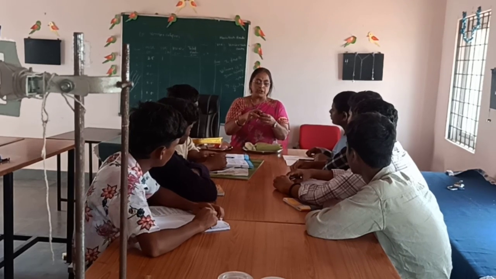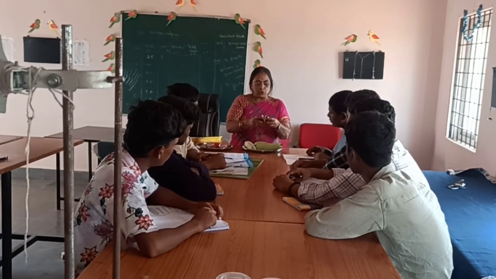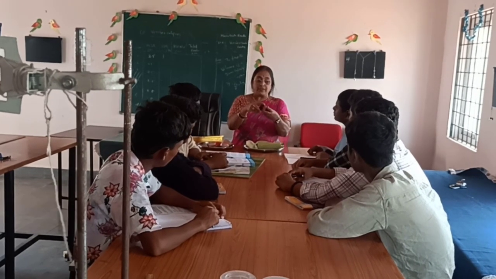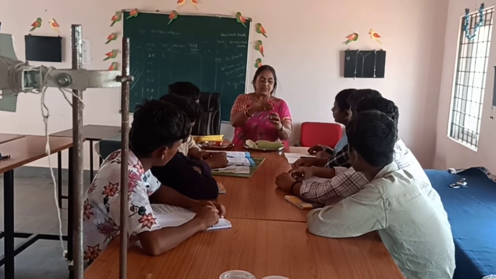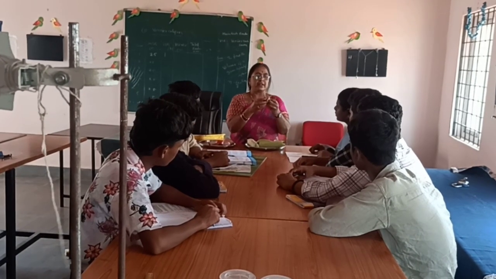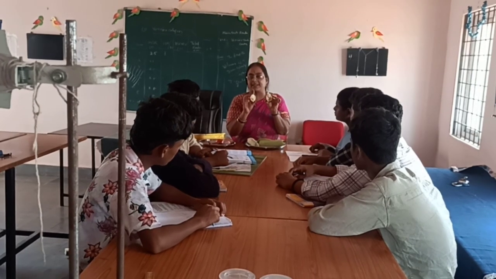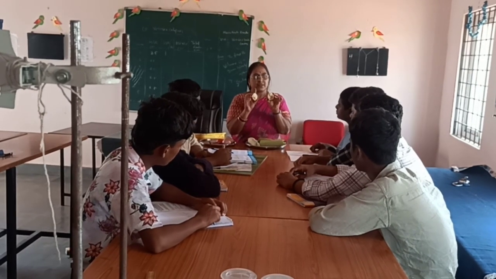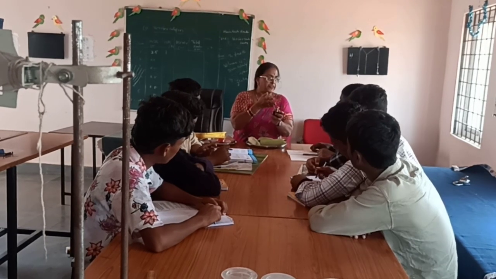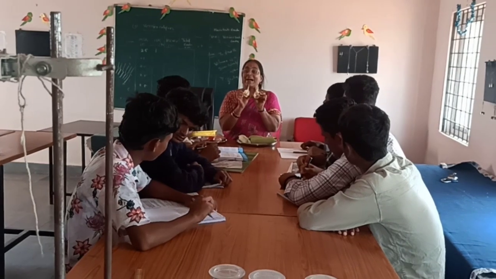Now we want to cut it into two halves. Then what happens? We can observe two halves here, right? But if we cut like this, we cannot get two halves equally. If we get only two equal halves, then we call it bilateral. At any plane, if we cut into half, we get only two halves. This is called bilateral.